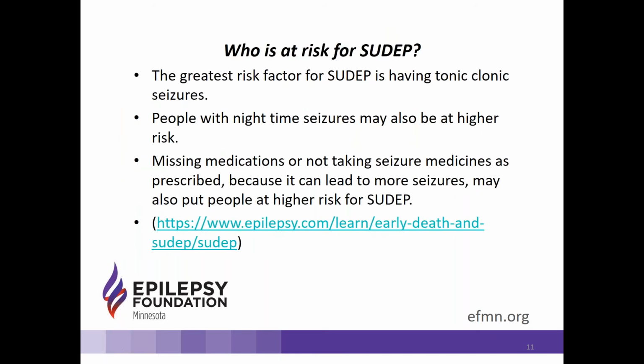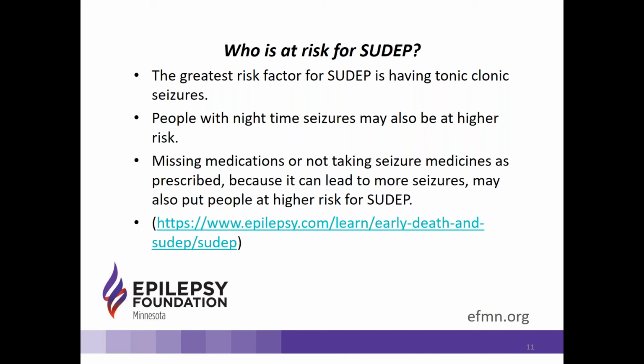So who's at risk? The greatest risk factor for SUDEP is having tonic-clonic seizures, especially uncontrolled seizures. People with nighttime seizures may also be at higher risk. And when I say may, the problem with SUDEP is that it really has not had as much research done on it. We're certainly encouraging that, and we work with our national office. The national organization has a SUDEP Institute that is dedicated to learning more about it and helping spread the word about how people can try to protect themselves from it. But nobody really knows yet exactly why it happens.